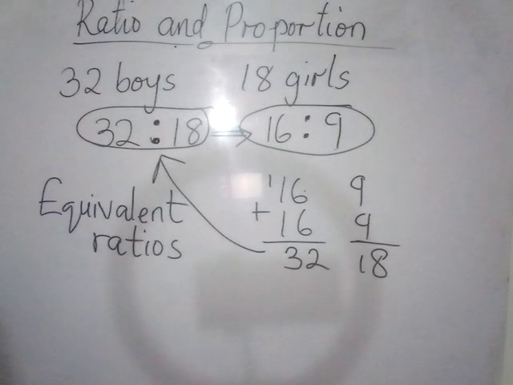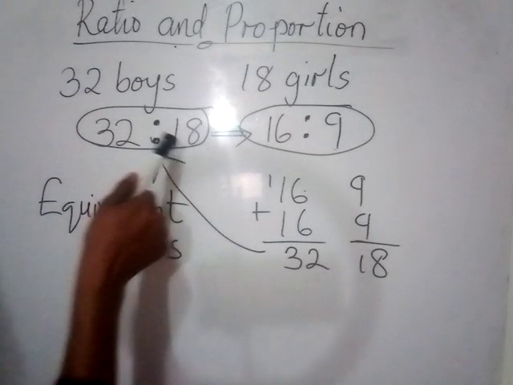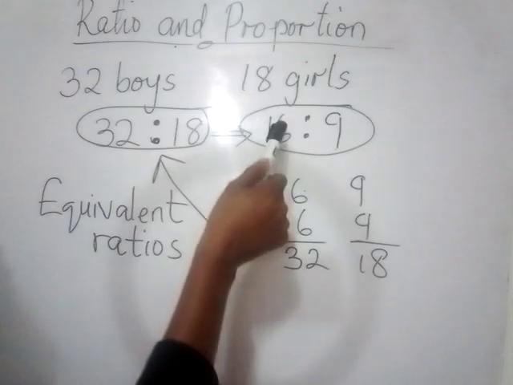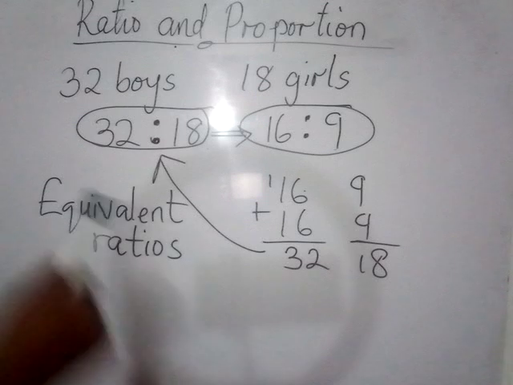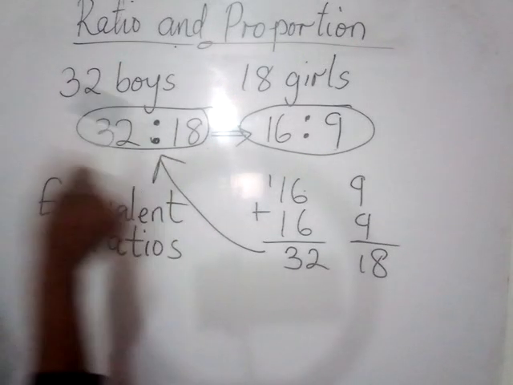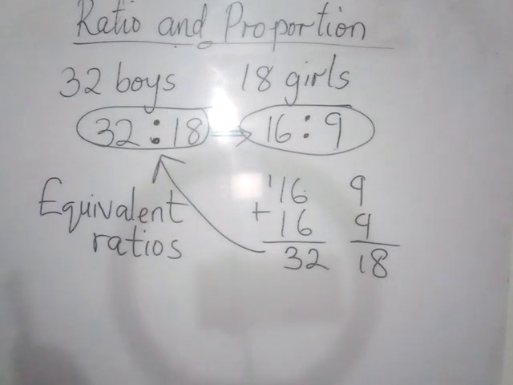In this case, I divided. But I also want you to know that you can build equivalent ratios by multiplying the two numbers by the same number. In this case, I divided the two numbers by the same number, which is 2, and then I got the equivalent of this ratio. In the same way, if I multiply 16 and 9 by 2, I'm also going to get 32 and 18 back. So to get equivalent ratios, all you need to do is multiply the two numbers by the same number or divide the two numbers by the same number. You will get the equivalent ratio.